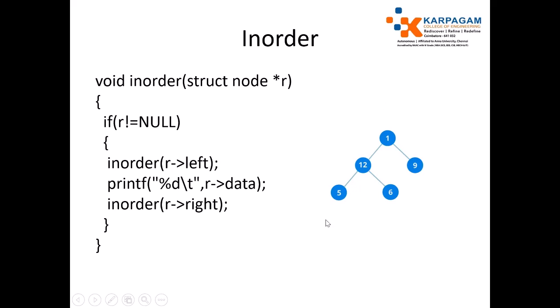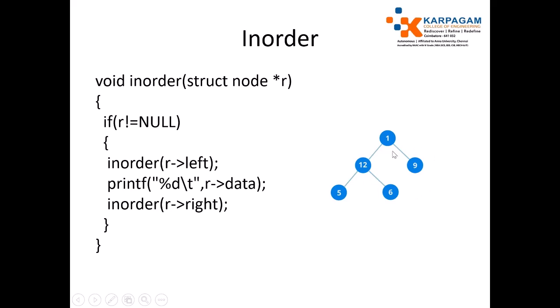Since it is a recursive function, to access the nodes using in-order traversal, we first process the address of the left subtree. So I recursively call the in-order function by passing the address of the left subtree. For example, if I start with 1, immediately I pass the address of the left subtree. After processing the left subtree data, I print the root node data, and then recursively call the in-order function by passing the address of the right subtree.